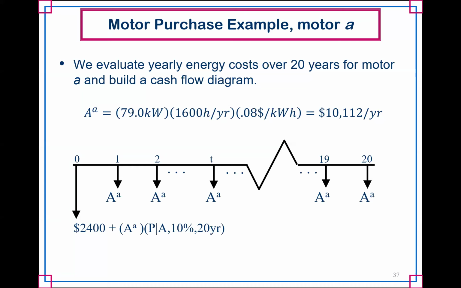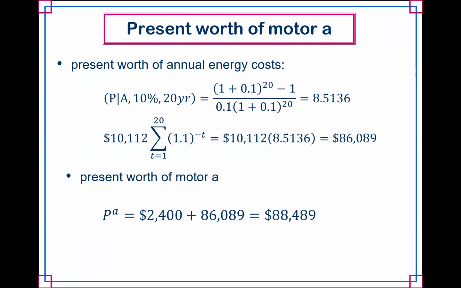We're going to assume that the cost for electricity does not go up per year, which again is a bit of an adjustment or a bit of an overstatement. If it actually increases, then we would save more money with motor B over the lifetime. But let's just make the calculation pretty easy. So we bring that back, and we end up with a cost of $86,000. Well, what we pay for electricity rates $86,089. We add that to the initial cost of the motor, and we get $88,489.